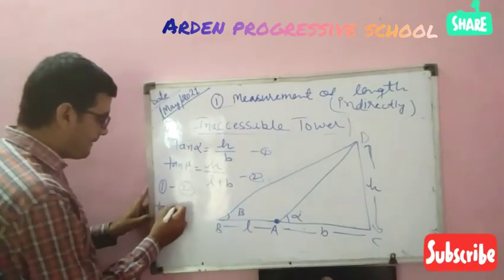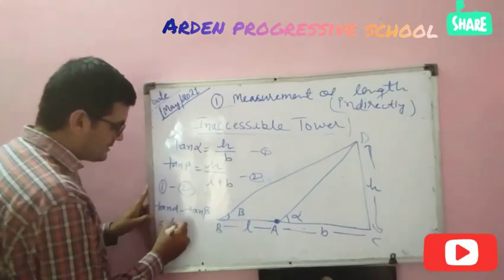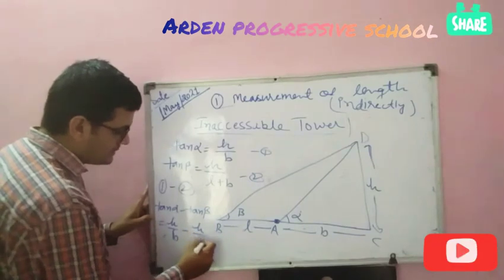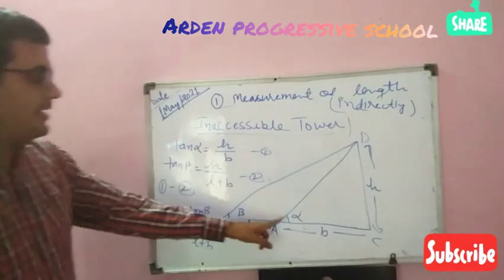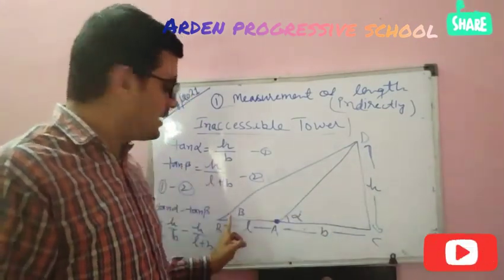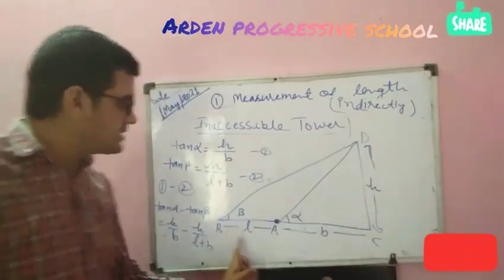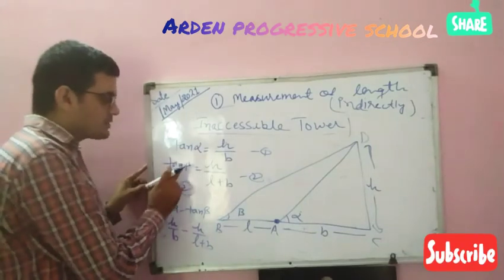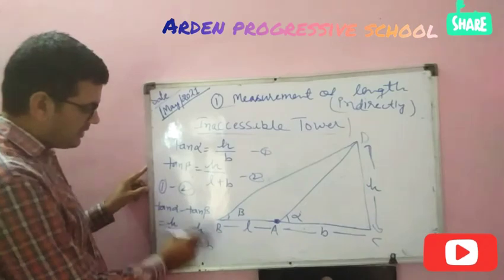Tan alpha minus tan beta equals h upon b minus h upon L plus b. What have I done? I have applied tan theta: tan alpha is perpendicular upon base. Then I applied tan beta equals perpendicular upon base, where base is L plus b. Then I subtracted equation 2 from equation 1. Tan alpha minus tan beta equals this.